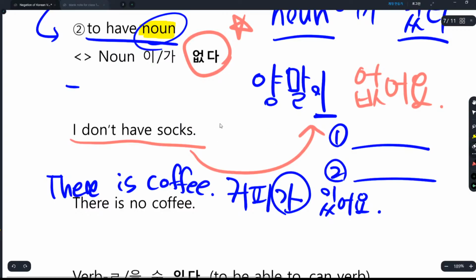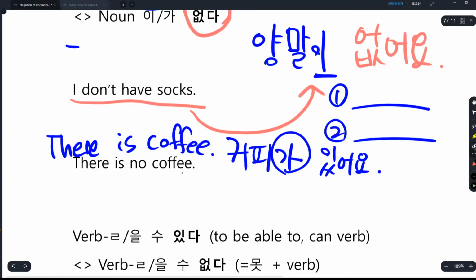And if you want to say there is no coffee, instead of saying 커피가 안 있어요, which would be grammatically wrong and would sound weird, we would instead say 커피가 없어요.